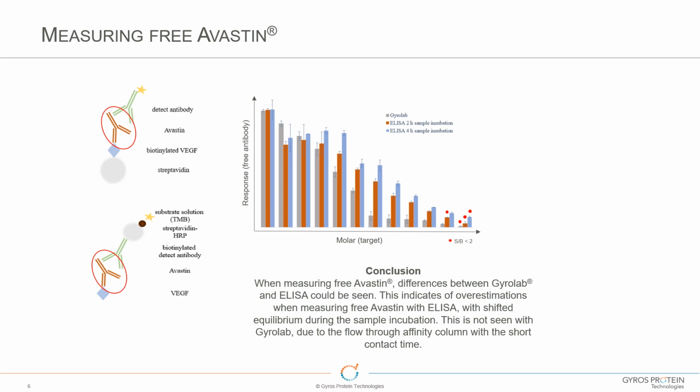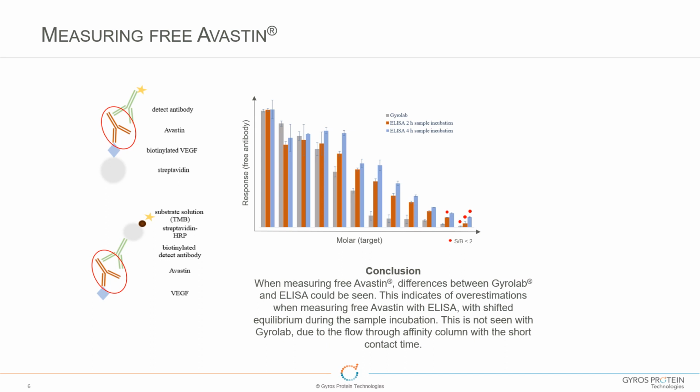So now when we look at the blue and the red bars, as you increase the molar concentration, and we're trying to get at a lower and lower free concentration of our drug, we're starting to see some differentiation between what we saw with the Gyrolab and what we're seeing with the ELISA.